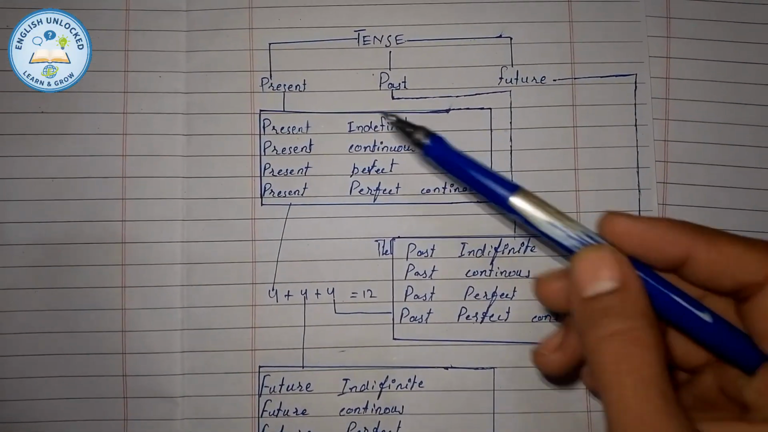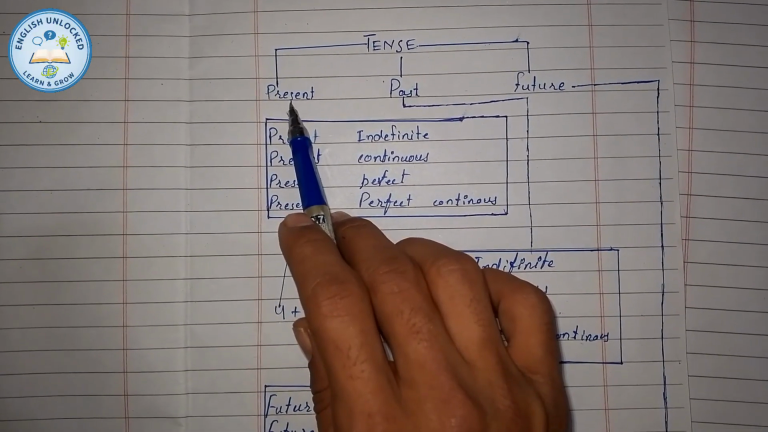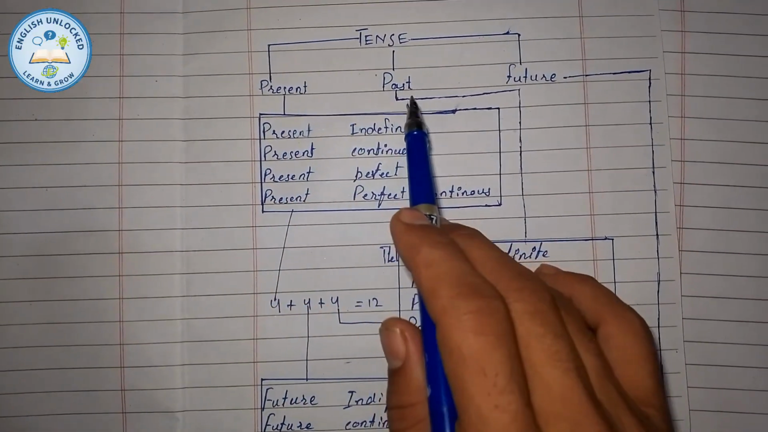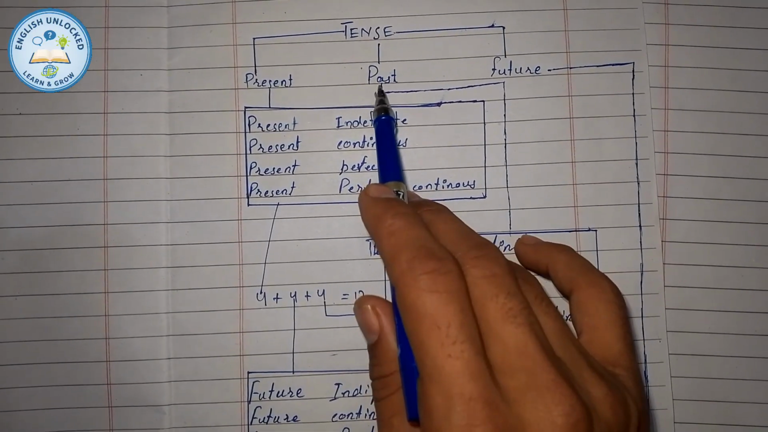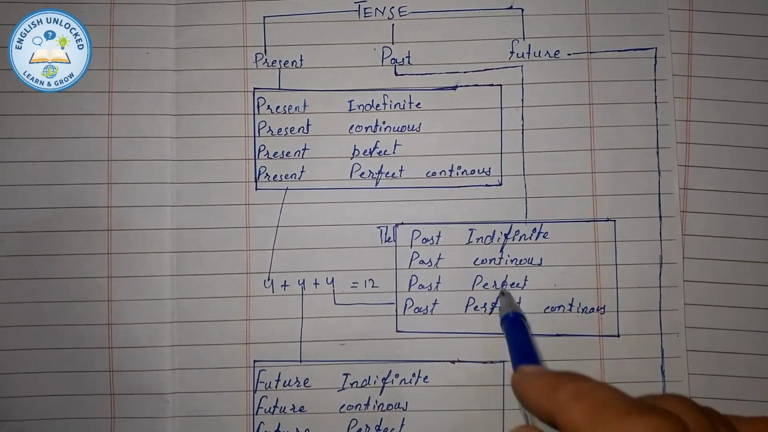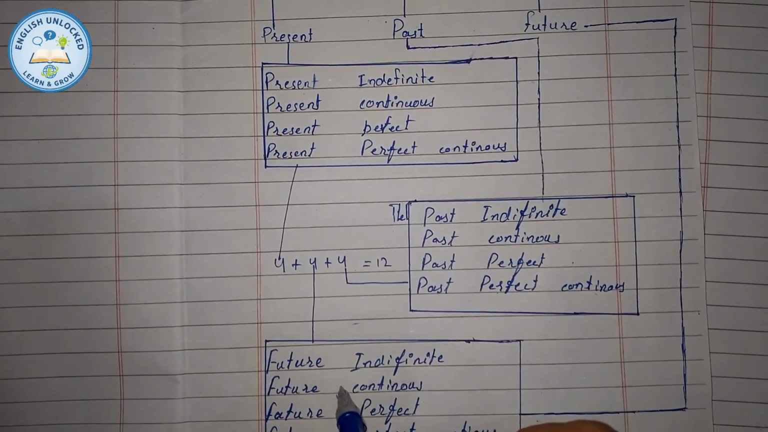So tomorrow what will we do? I will teach you just present, the 4 sub branches of present tense, and after that video I will teach you the past tense and the sub branches of past tense. After it, future and the sub branches of future tense.